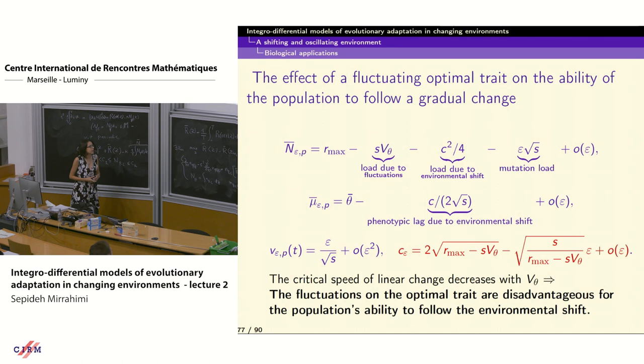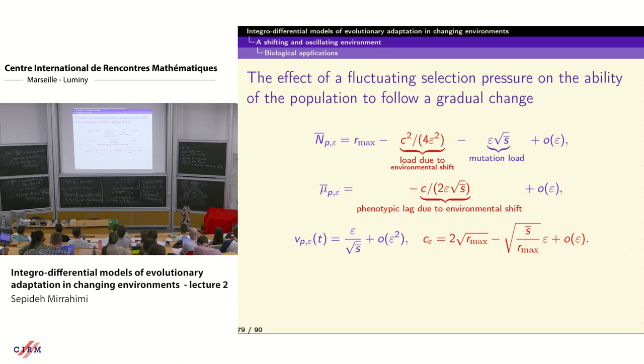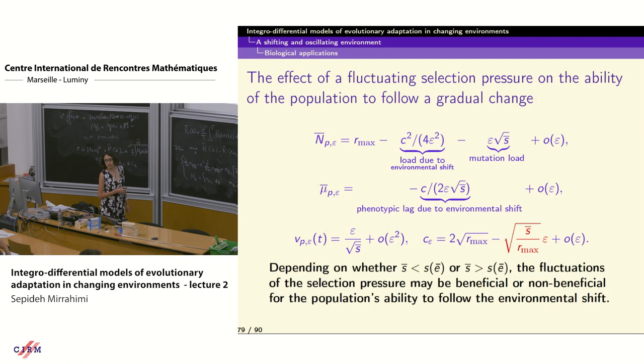and it is always a negative effect also for the population's ability to follow the environment shift. And now we consider a situation where the fluctuations are on the pressure of the selection, and we introduce again this S bar to be the average of S, and then we can compute these quantities. Again, I will only comment on the threshold for the speed of environmental shift, and it has to be compared with the formula where, instead of S bar, we have S of E bar, the value of S at a certain environment E bar with constant state.